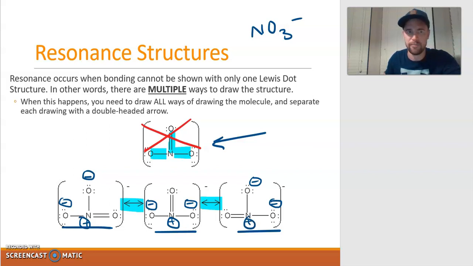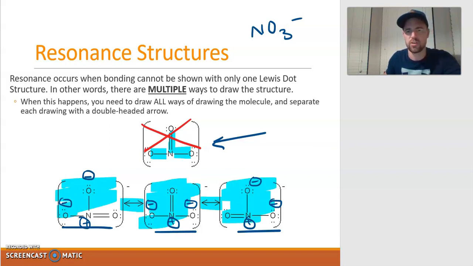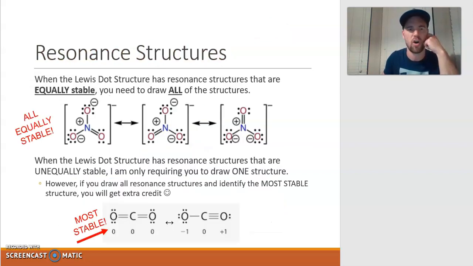So there's nothing different about the first structure, the second structure, or the third structure with regards to formal charges, right? They all 3 have the 2 -1s, and they all 3 have the 1 +1. And they're all on the same atom, oxygen or nitrogen respectively. So if you think about it like that, they're all 3 equally stable. And so when that happens, in this course, you need to make sure you draw all 3 structures.